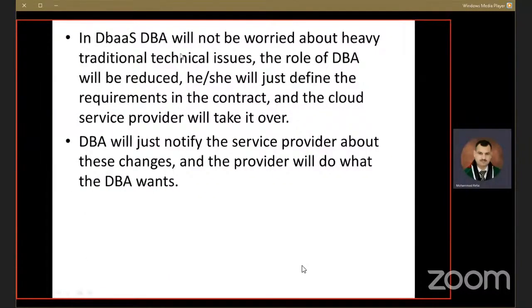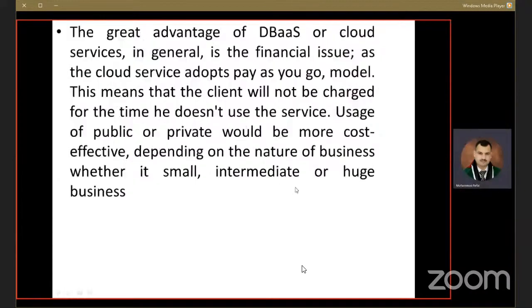With database services, the database administrator will not be worried about heavy traditional technical issues. The role of the database administrator will be reduced. He will just define the requirements in the contract, and the cloud service provider will take it over. The database administrator will just notify the service provider about these changes, and the provider will do what the database administrator wants.